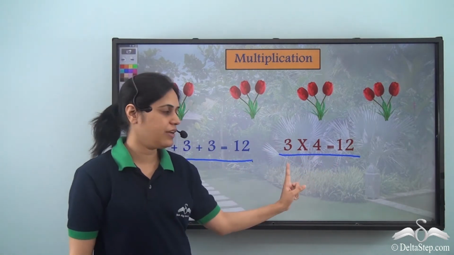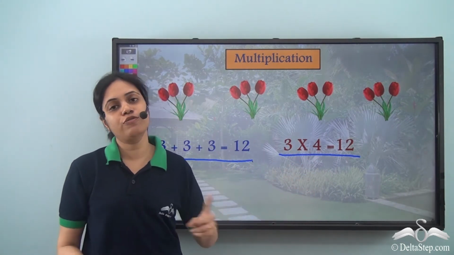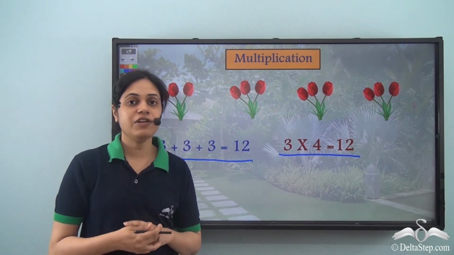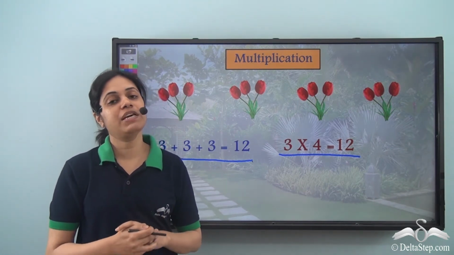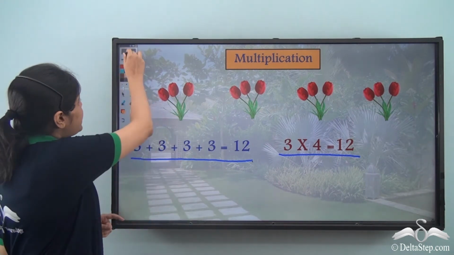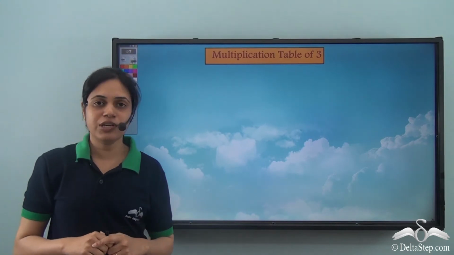Now how do we know whether 3 into 4 is equal to 12 or something else? For that, we need to make a multiplication table of 3 and remember it by heart. So let's make a multiplication table of 3.